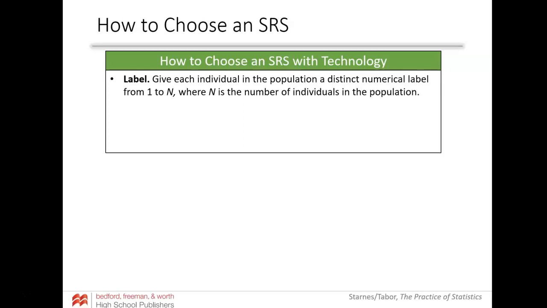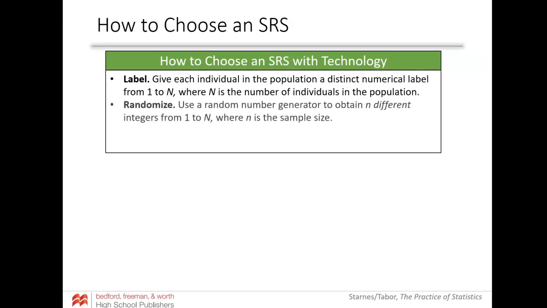So give them all a label 1 to N, where N is the total number. So if you have 5,328 people, you're going to have integers from 1 to 5,328. And then you're going to randomize it by using, in this case with technology, a random number generator, we'll show that in a moment, to obtain different integers, where I will get what I want as a sample size. Now notice they use uppercase N for the population and lowercase n for the sample. That's notation we will get used to.